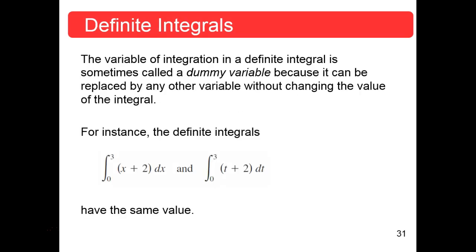Now, the variable of integration in a definite integral is sometimes called a dummy variable. That's really bad for them to call them names like that, isn't it? No, okay. Because it gets integrated away. It's replaced by any other variable without changing the value of the integral. And yet it was the independent variable, okay? So you see the integral from 0 to 3 of x plus 2 dx, which we just did, is the same as the integral from 0 to 3 of t plus 2 dt. Doesn't matter as long as that and that are the same values, it's the same integral, okay? So it doesn't matter what you call it. They have the same value. That's why they call it sort of the dummy variable.